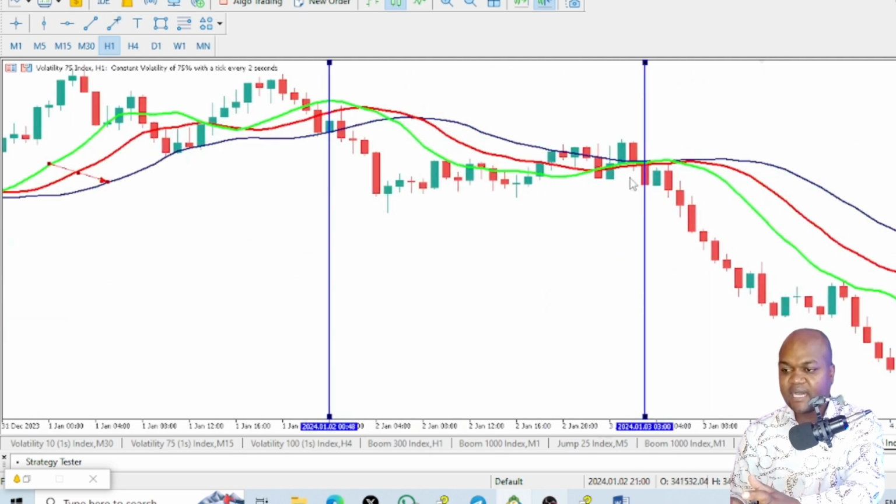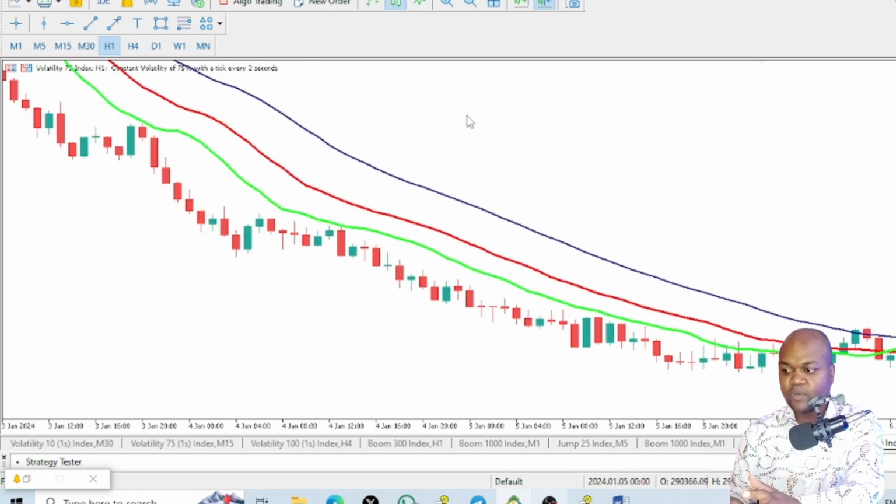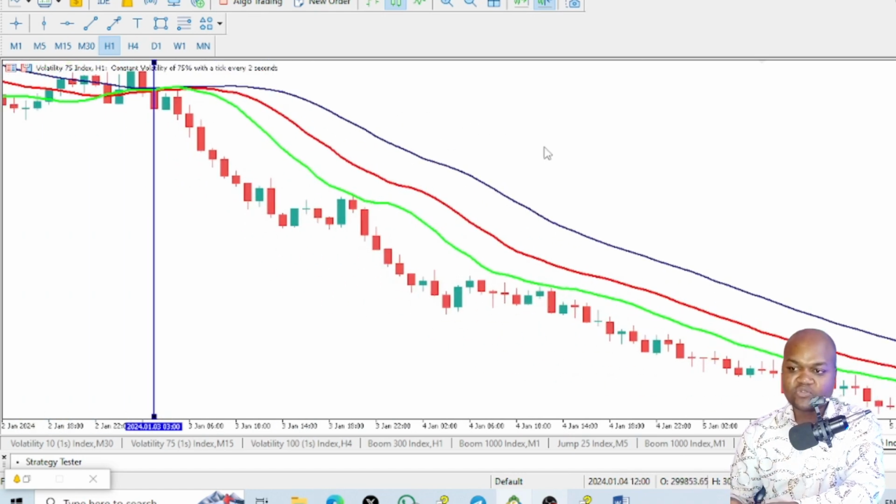So let's quickly look at how we can sell using this indicator. Since this is a scalping strategy, you want to come to the H1. On your H1, you have to make sure that the lines are far away from each other, indicating that the Alligator is now eating, it is now feeding. There is a trend. So when these lines are far away from each other, it means that there's a trend. And when these lines are also pointing downwards, it means that there's a downtrend.